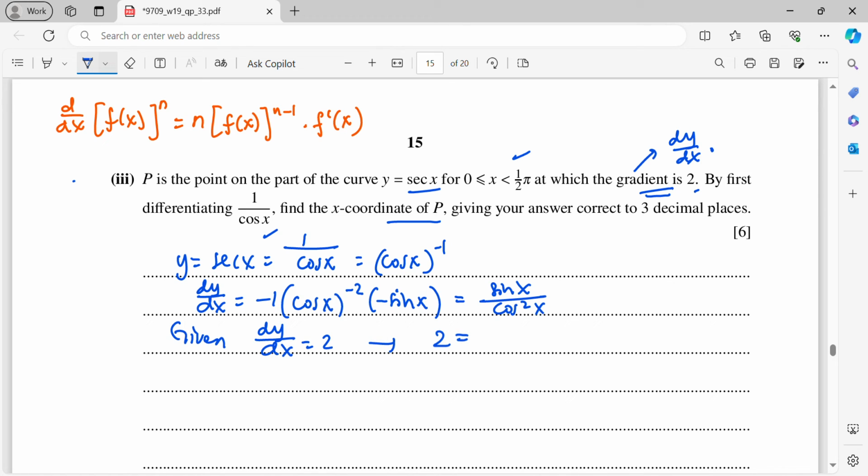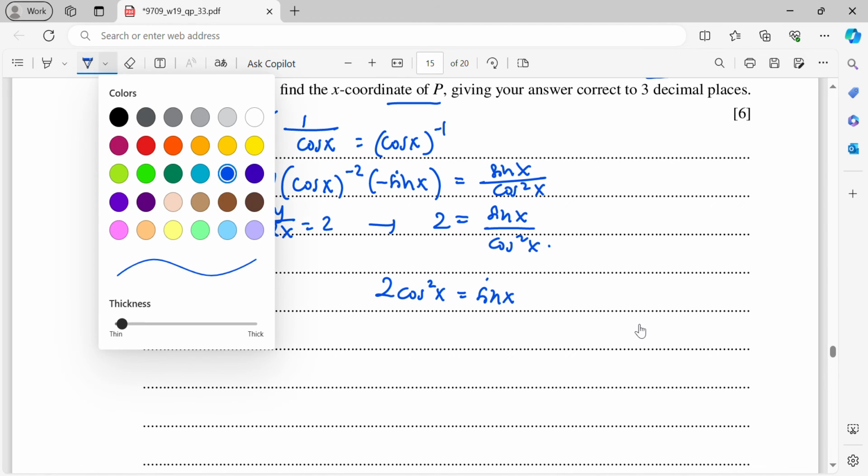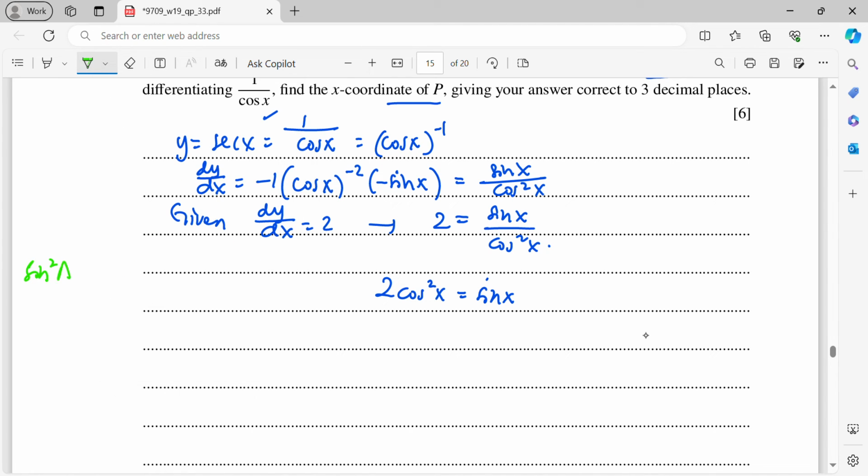That means 2 equals sin x over cos squared x. So I will just move the cos squared x to the left side. Then you will be getting this equation. And now to solve for the x, we need to apply the identity sin squared a plus cos squared a equals 1, which means cos squared a is 1 minus sin squared a. Then I will be getting 2 times 1 minus sin squared x equals sin x. And now you do expansion. So for the left hand side, you will get 2 minus 2 sin squared x, then equals sin x.